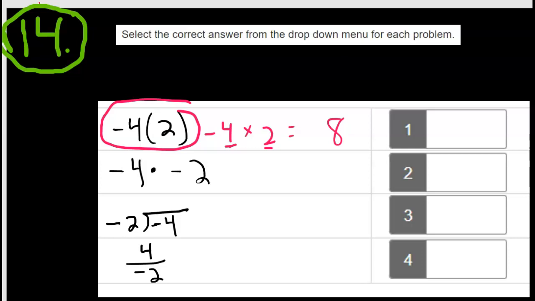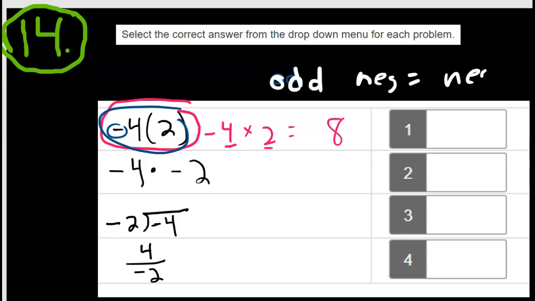Well, how many negatives are in the factors? How many negatives do we have here in these factors? Only one. Whenever there's an odd number of negatives, the answer is going to be negative. And 1 is an odd number. Whenever there is an even number, then what do you think the answer is going to be? Yeah, you guessed it. It's going to be a positive.